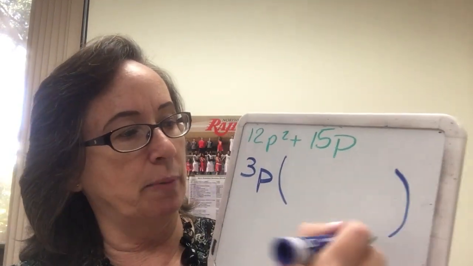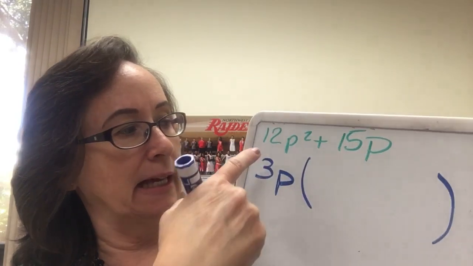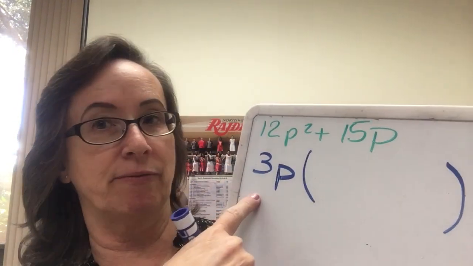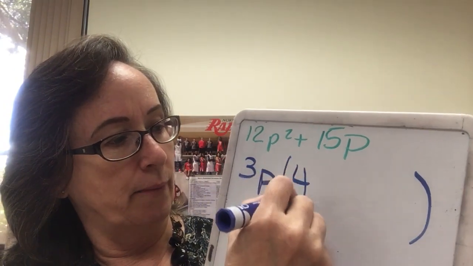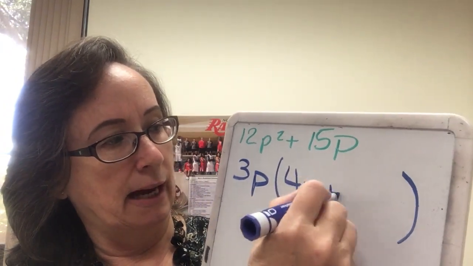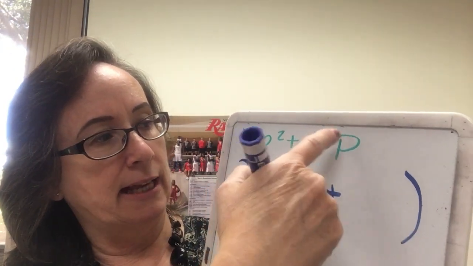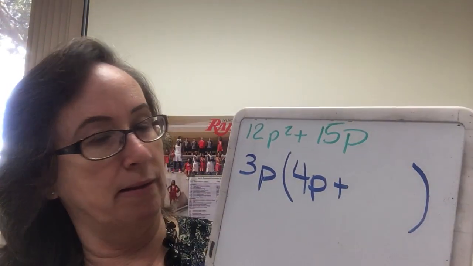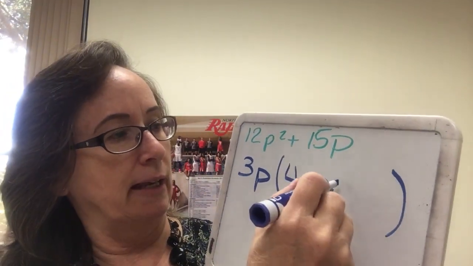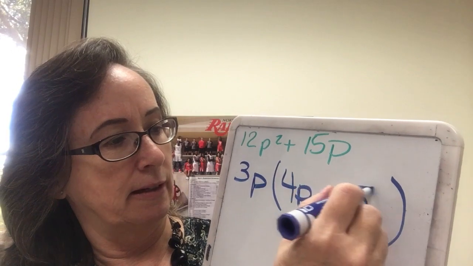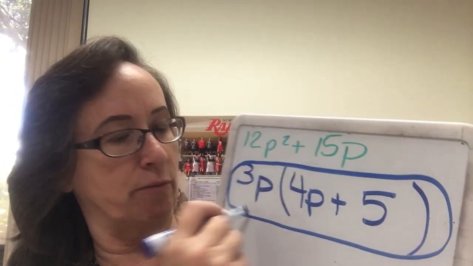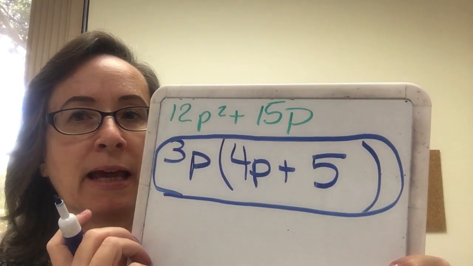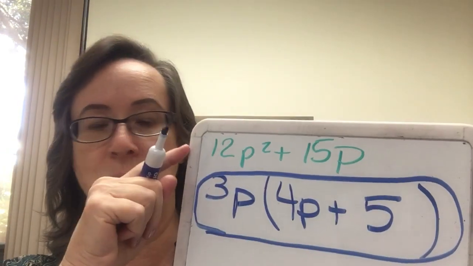To find out what belongs in this parenthesis, I will take the 12p squared and divide it by the 3p to get a 4p. I take the sign, I take the 15p divided by the 3p to get a 5. And if I distribute that 3p back through there, I wind up getting back to what I started with.